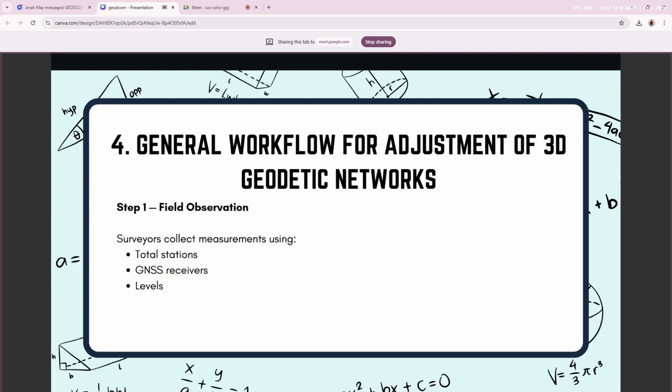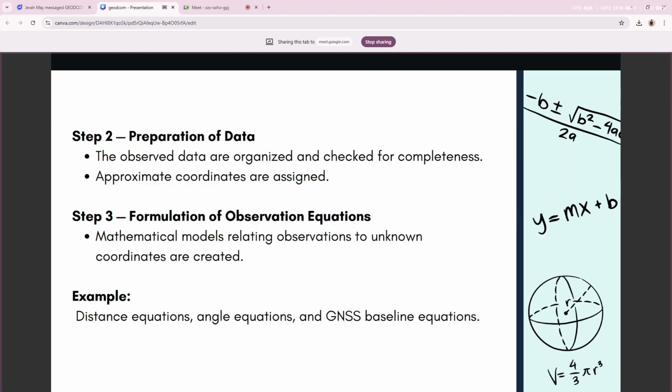So let's talk about the general workflow for adjustment of 3D geodetic networks. There are several steps. Step one is field observation, where surveyors collect measurements using total stations, GNSS receivers, and levels. Step two is preparation of data, where the observations are checked for completeness and consistency. Step three is formulation of observation equations, where a mathematical model relating observations to unknown coordinates is formed. Examples include distance equations, angle equations, and GNSS baseline equations.